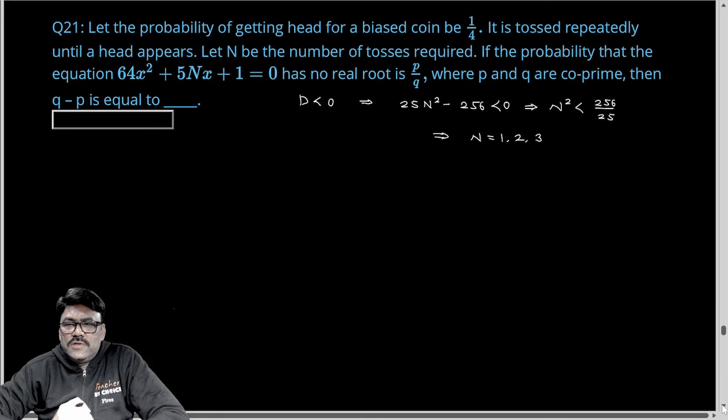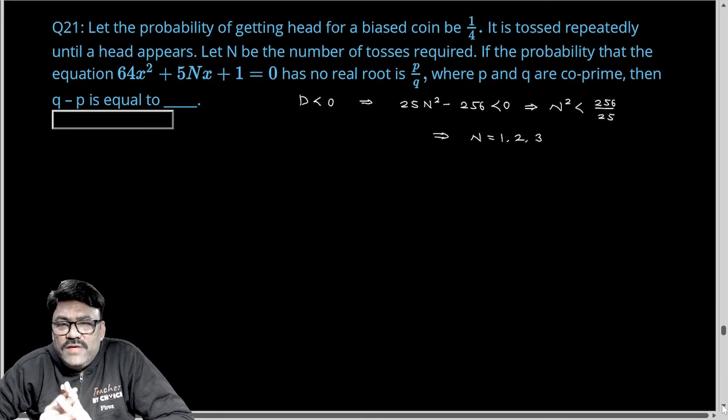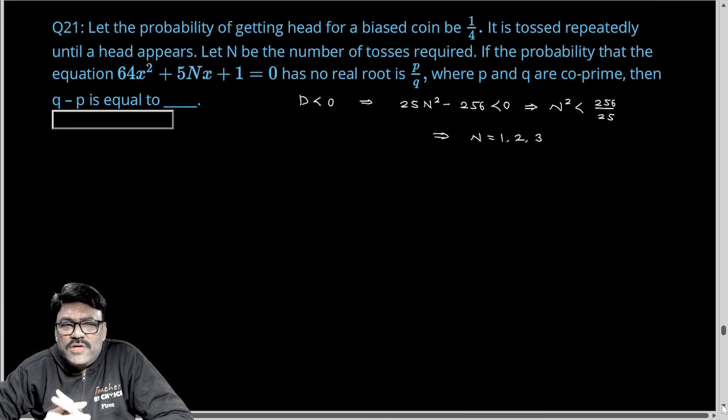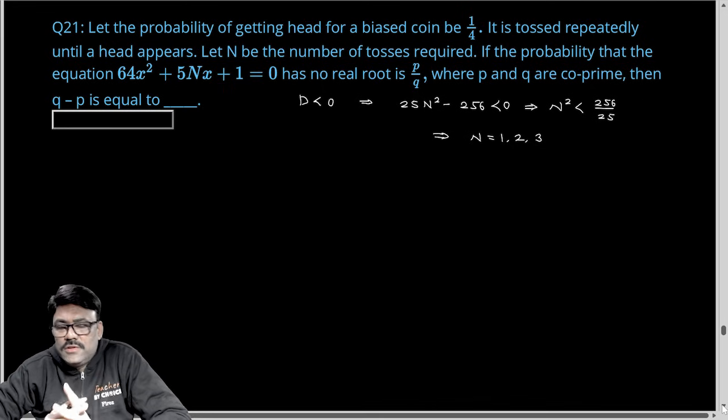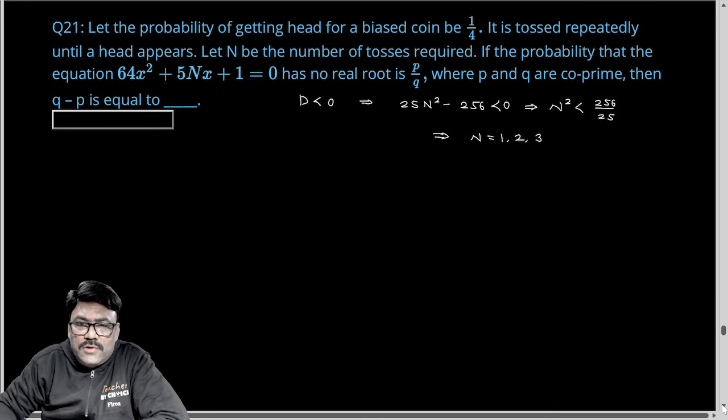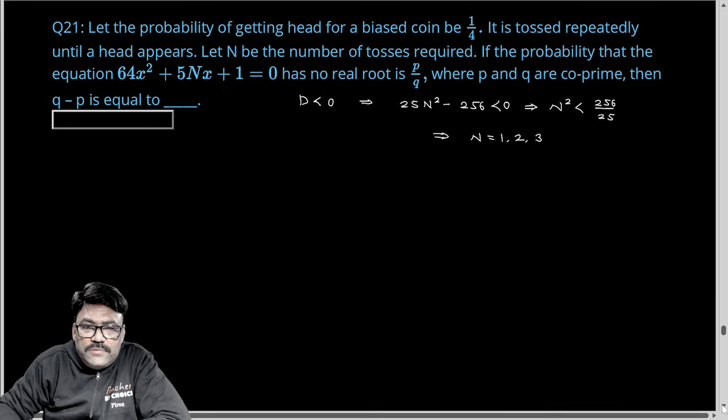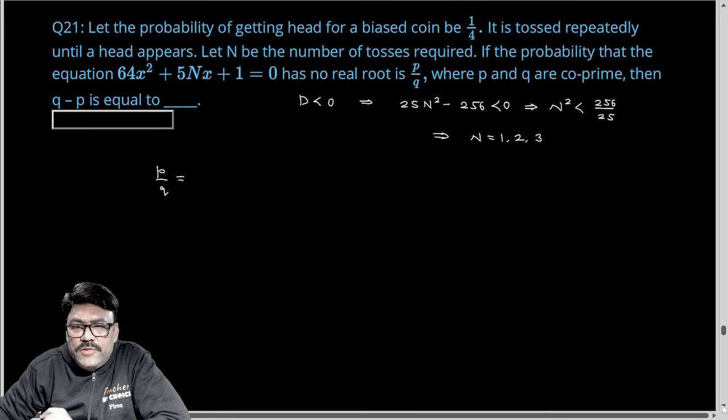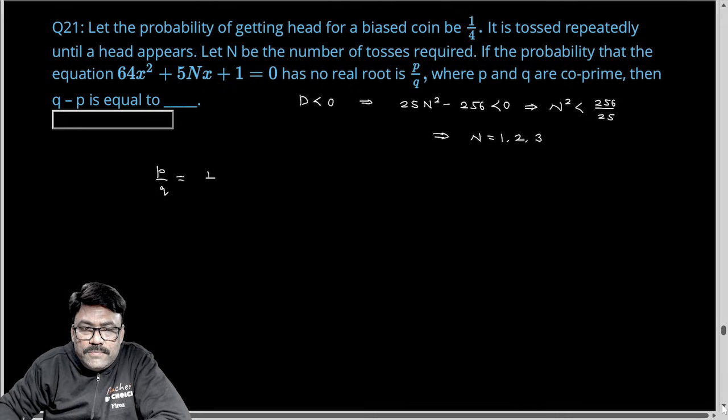So what is N here? N is the number of tosses required to get a head. It means you are tossing the coin until a head appears. So the head should appear either in the first toss itself, or in the second toss, or in the third toss. So what is the probability? The probability is given as p by q. So head appears in the first toss itself. The probability of getting a head is 1 by 4.